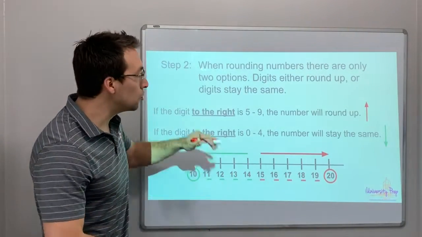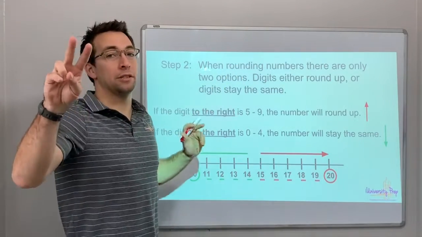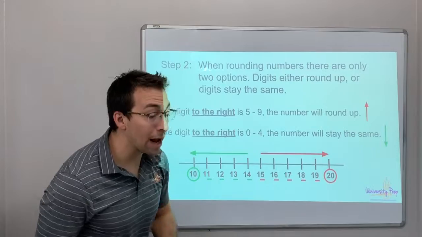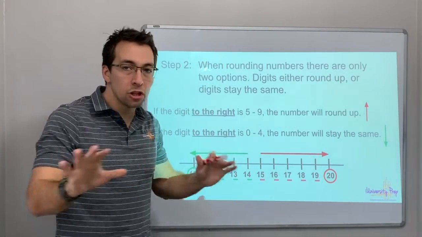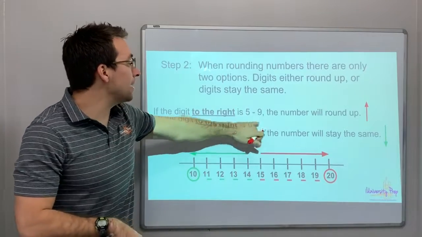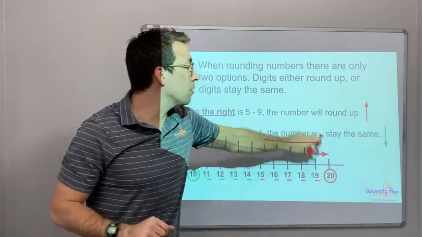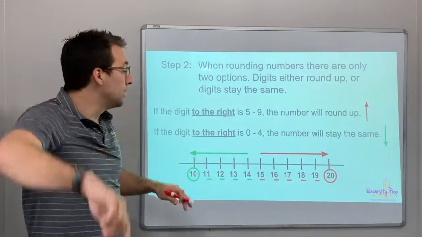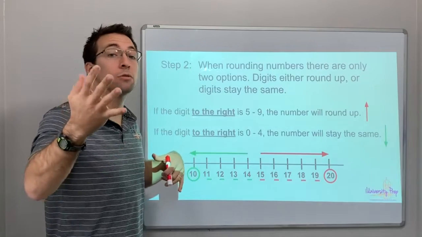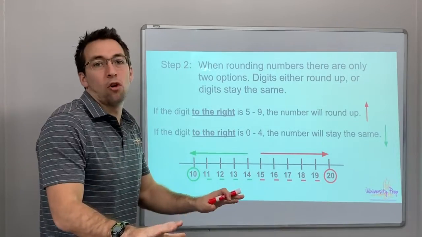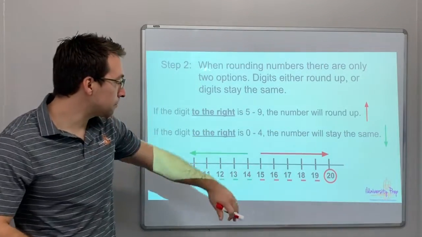Now, when you see that digit to the right, there are only two options for a number to round. It either rounds up or it stays the same. If the digit to the right is 5 to 9, like high five, the number will round up. If the digit to the right is 0 through 4, 0, 1, 2, 3, 4, hits the floor. It stays where it's at. The number will stay the same.